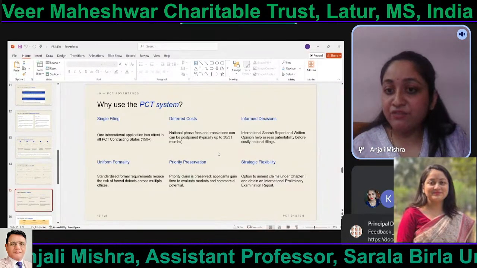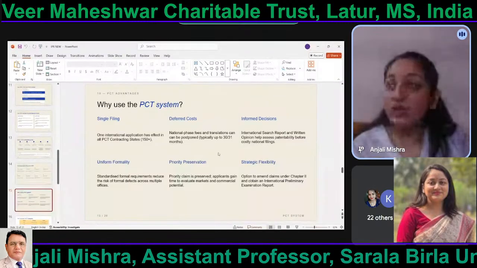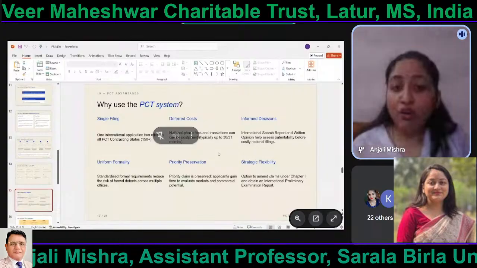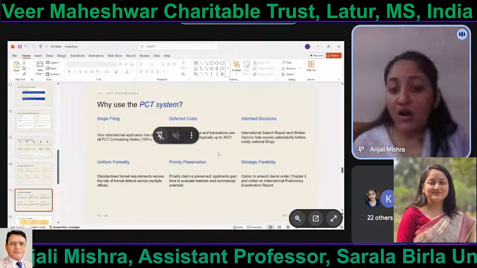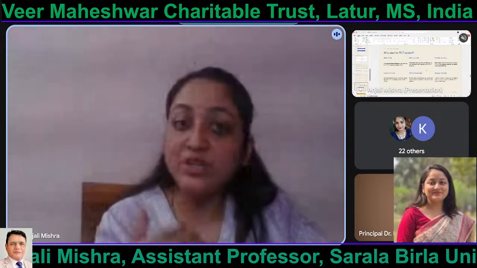Apart from that, we have informed decision consent. We can look for investors, and then we can also look for priority reservation. For example, we are not sure about what exactly we are going to patent. We can still put it under PCT and reserve it for a certain period of time. What if it gets neglected in the later stage? That's a different thing. But we can still file if we think it is novel and nothing has been discovered. We can still get that additional point of priority preservation.